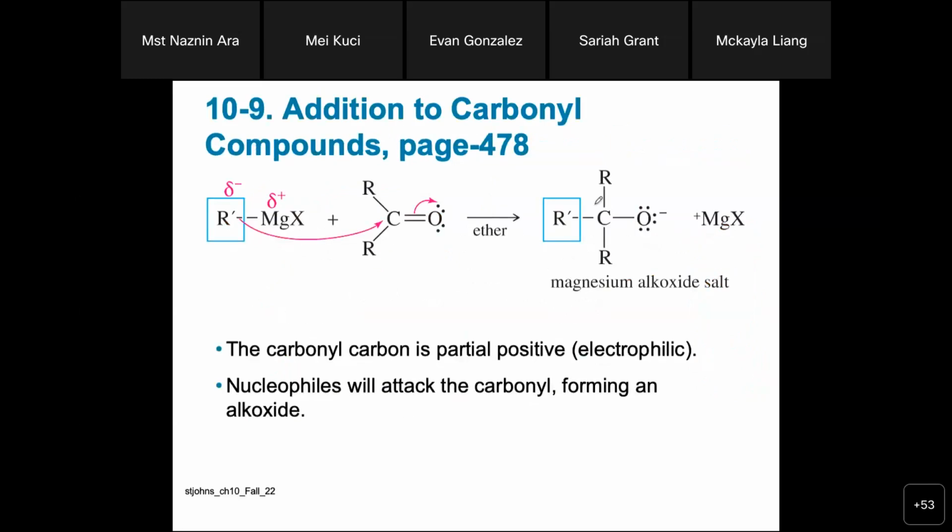Addition to carbonyl carbon. This is also on page 478. I really suggest you go back to the book. That's why I give you the page number. These are really important because if you go to the book, you will see a couple of examples, and I suggest you practice them, because we are going to consider those types of examples for the exam. We cannot expect that the same example will come to the exam.